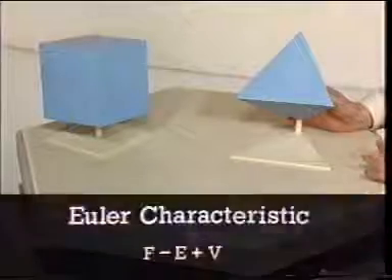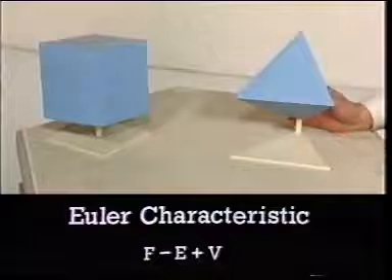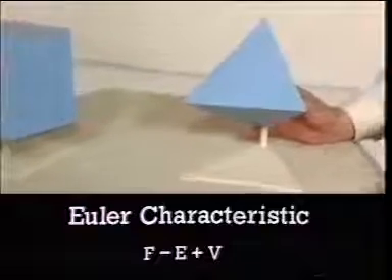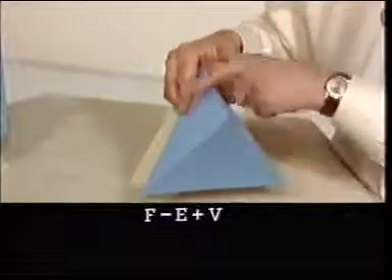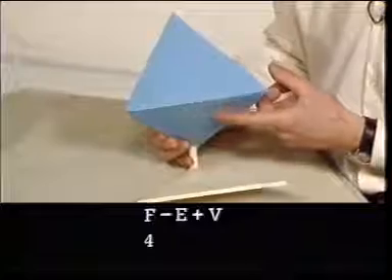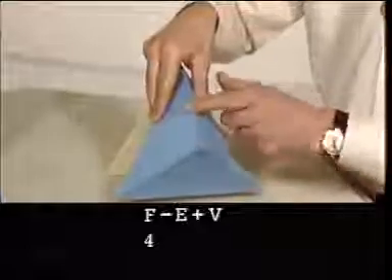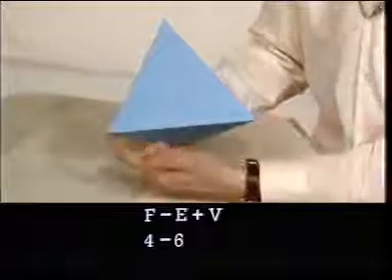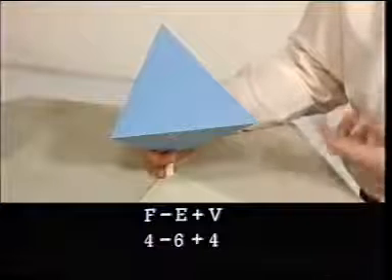The Euler characteristic is defined as the number of faces minus the number of edges plus the number of vertices. I'll take the tetrahedron as my example. There are 4 triangular faces, these 3 and this one. Edges, 3 at the bottom and 3 here, 6. And 1, 2, 3, 4 vertices. Total equals 2.